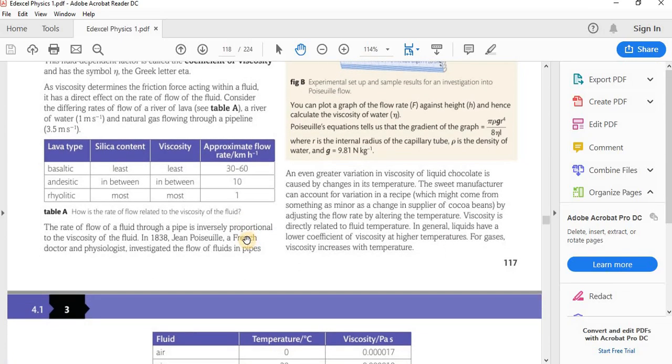How is the rate of flow related to viscosity of the fluid? Now you know already, when the viscosity increases, rate of flow decreases. And the rate of flow of a fluid through a pipeline is inversely proportional to the viscosity of the fluid.